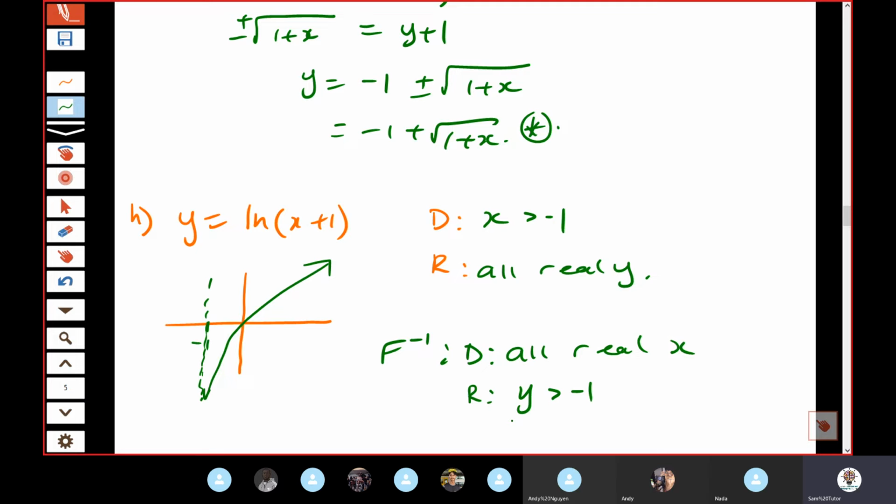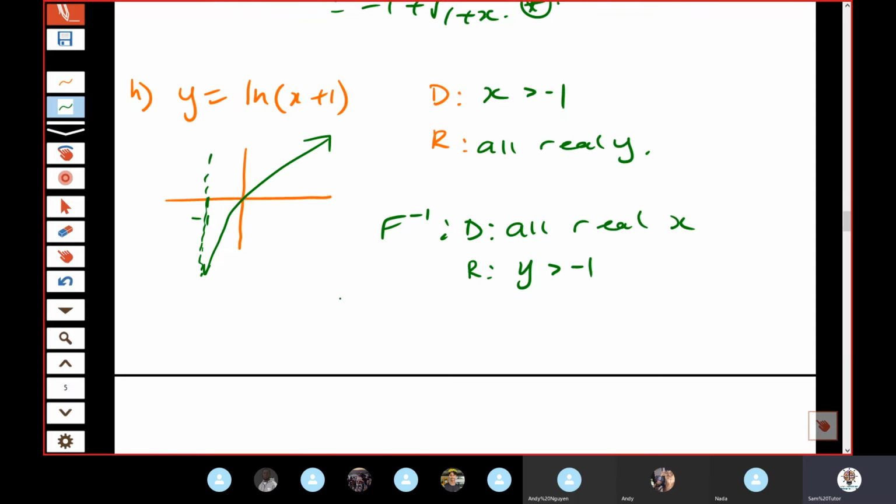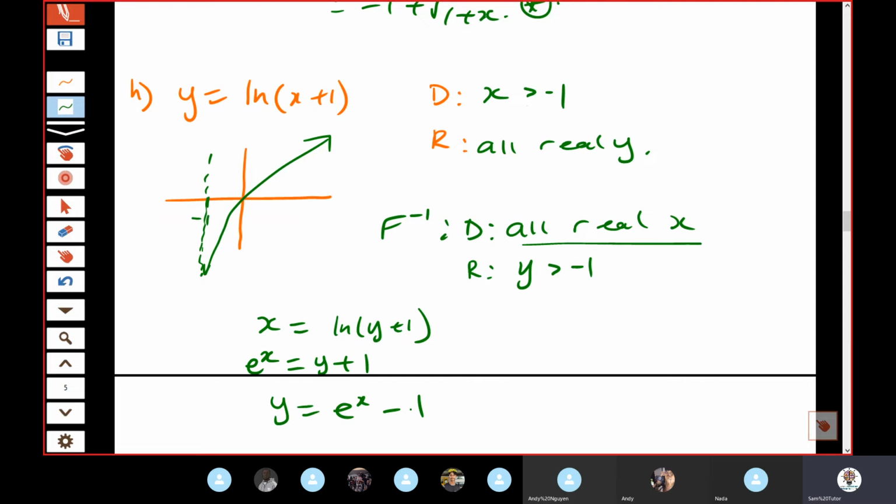All right, brilliant. But we still need to find my inverse function. So replace x for y. Solve for y. What are you going to do to both sides? Exponential both sides. Subtract 1. There it is. And we know that that's true. We know for an exponential, it's all real x. And we know the asymptote moves down 1, so y must be greater than -1. There you go.